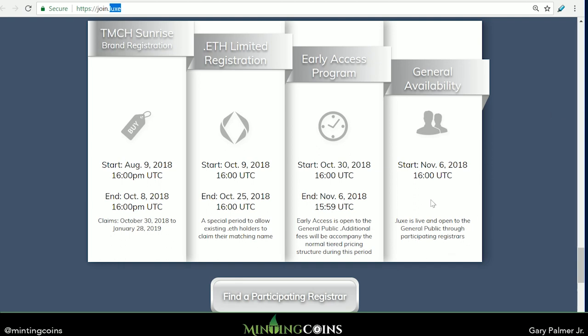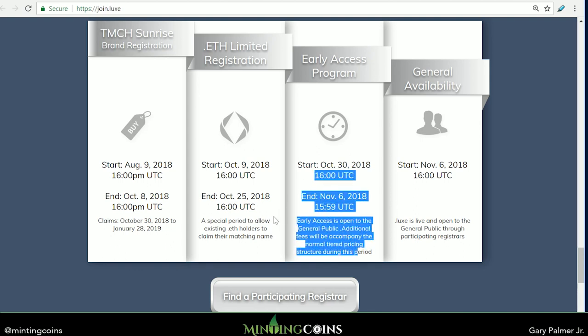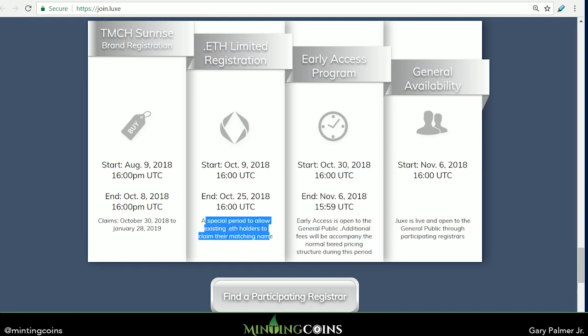Then, last but not least, on November 6th, we have the general availability, where anyone will be able to purchase that domain name at the normal purchasing rates. They'll be able to purchase any domain name that wasn't already purchased in an early access program, any domain name that wasn't already purchased in the .eth limited registration period, and any domain name that didn't have a trademark claim against it.